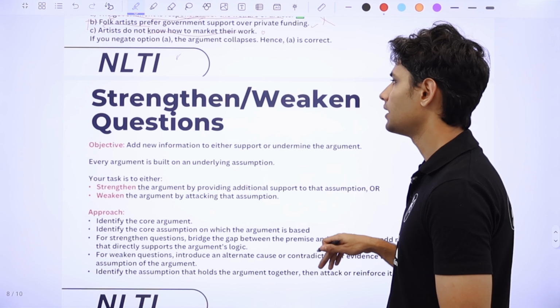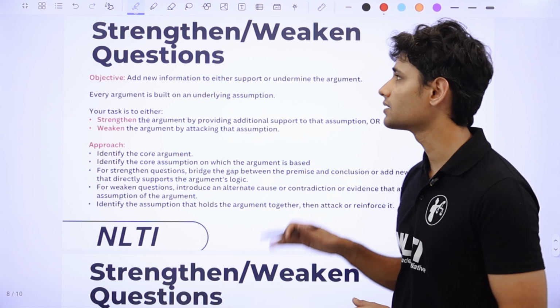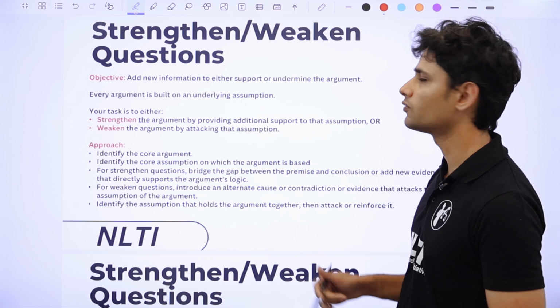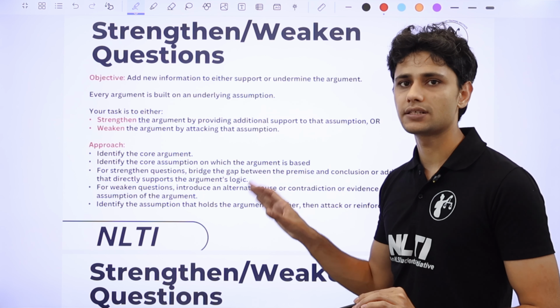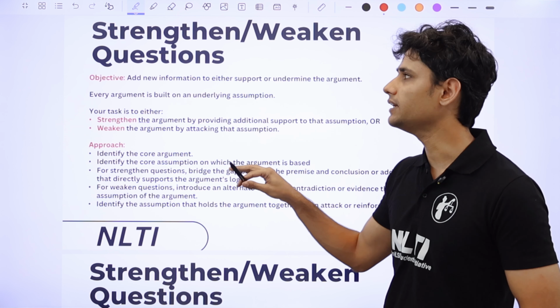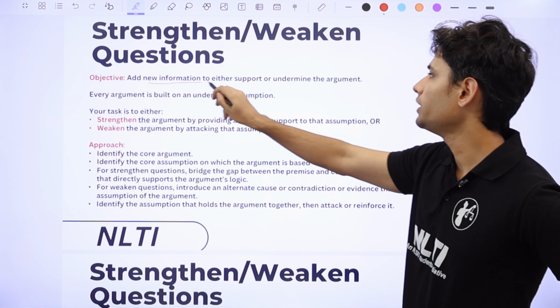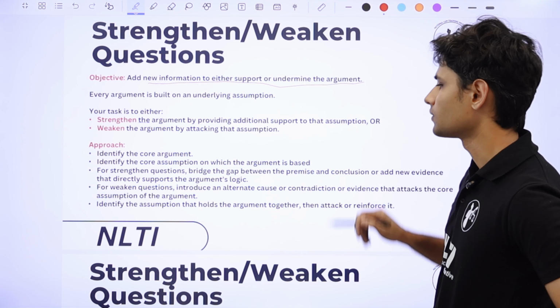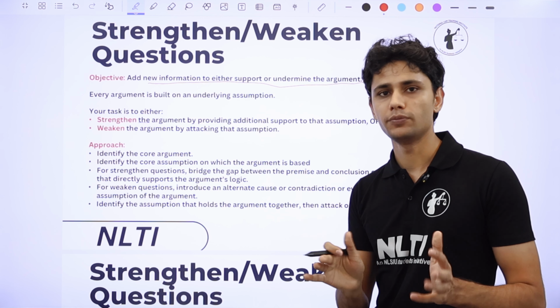The next one, and the last one, is probably the one which also confuses the students the most: strengthening and weakening type of questions. If you've understood assumption, which we just discussed, you'll also be able to understand them because these are equally easy. Our objective in this is to add new information to either support or undermine the argument. In these questions, you will be provided new information in the options.